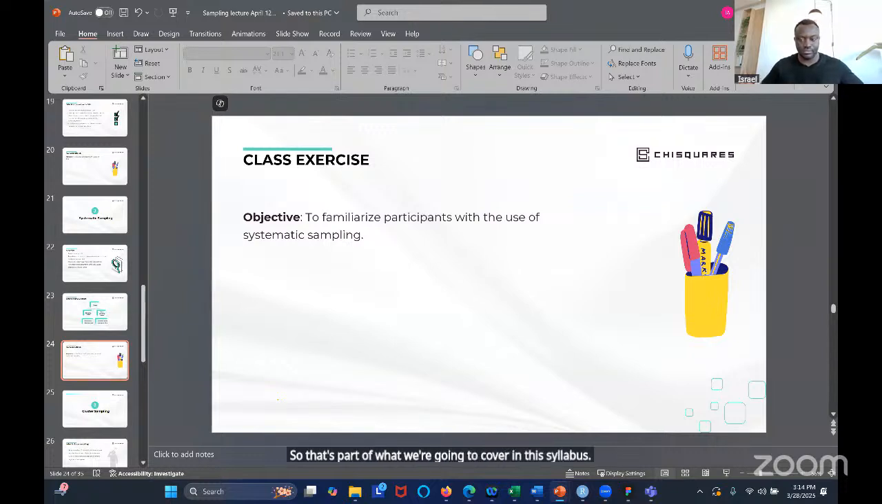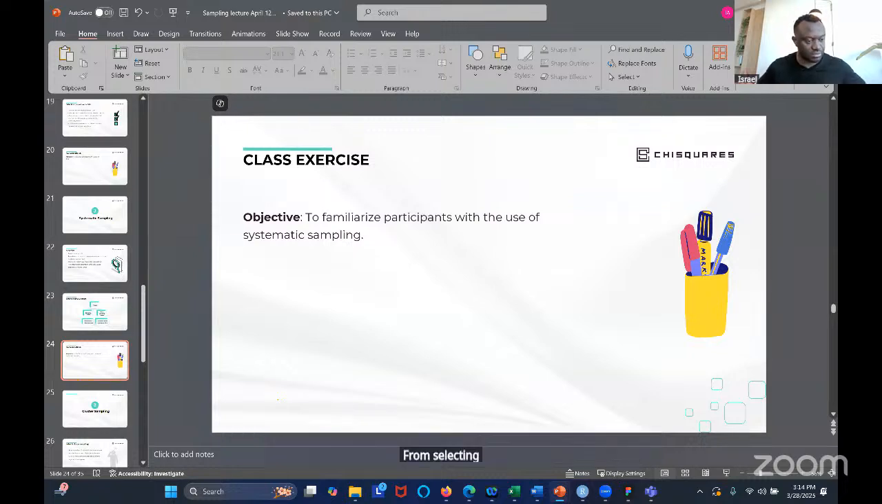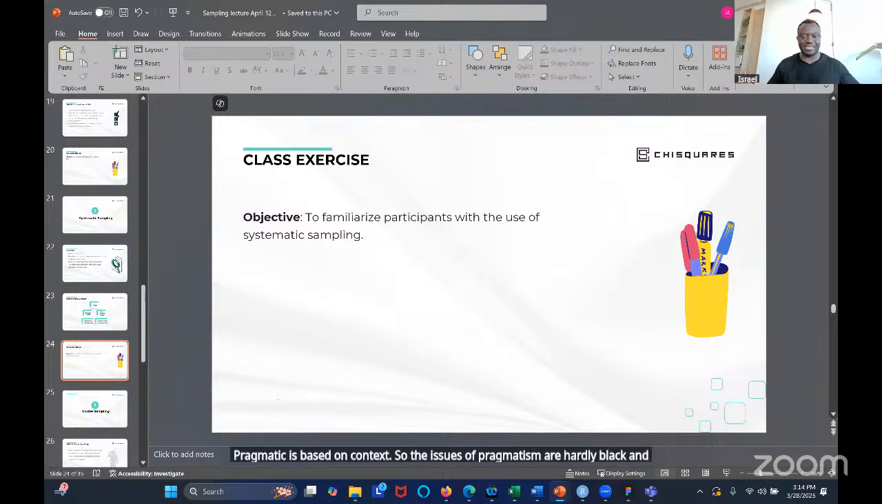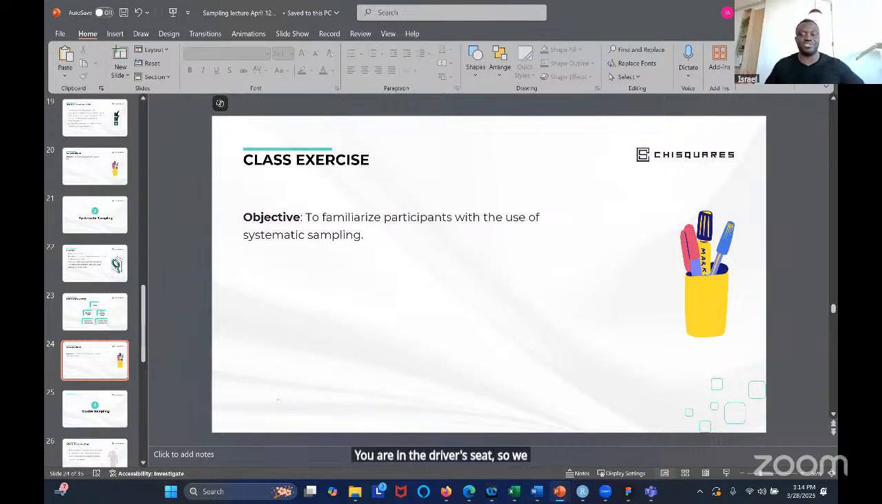Okay, Prof. Another one here says, Prof, what would be the most pragmatic way of conducting a mall intercept survey, from selecting the first respondent to the sampling interval? The pragmatic is based on context. So the issues of pragmatism are hardly black and white that we can answer in a context like this. It's all based on context. You are in the driver's seat, so we trust you to make those decisions clearly.